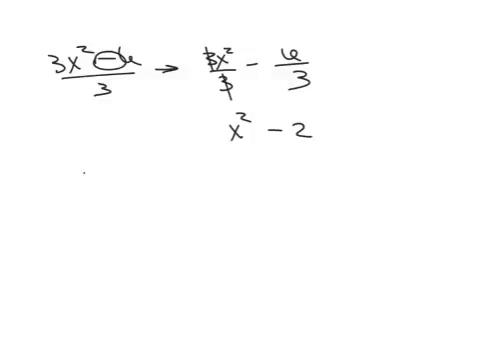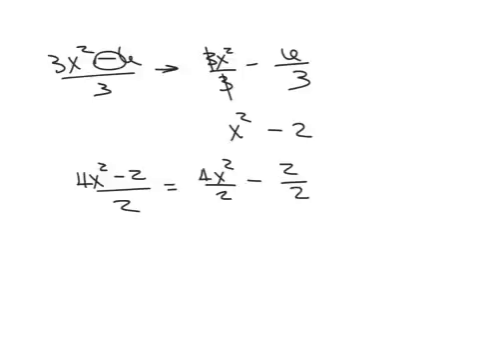Book does it a little bit different. That's okay. I think their way is a little bit more confusing. Okay. 4x squared over 2 minus 2 over 2. So 4 over 2 is 2, and 2 over 2 is 1, and you're done.